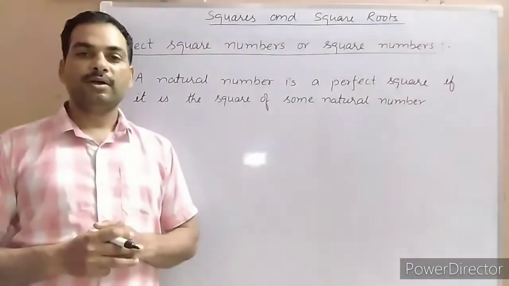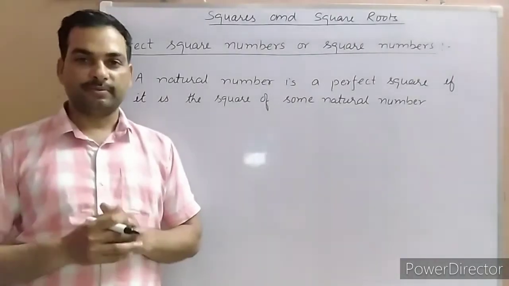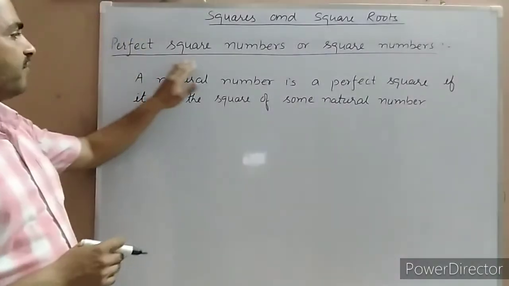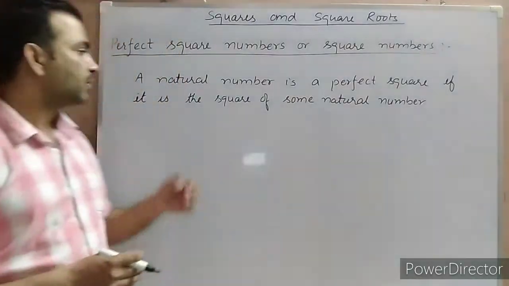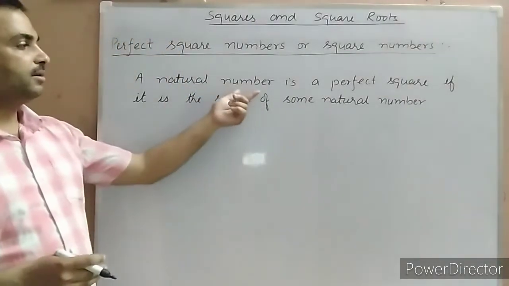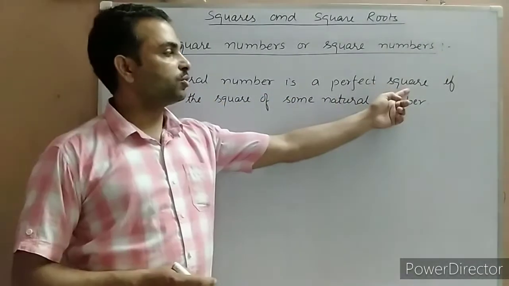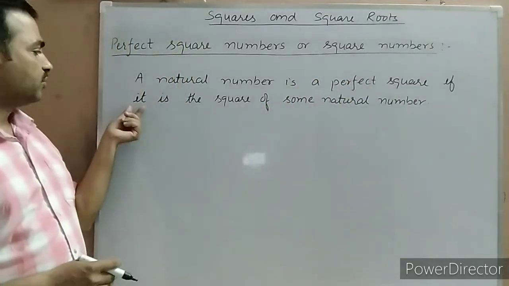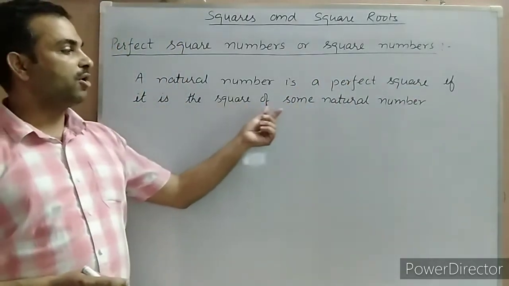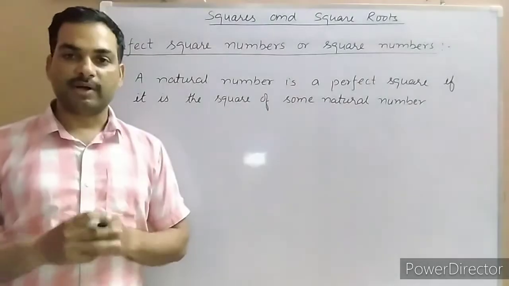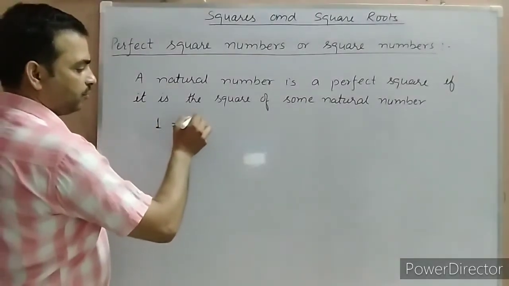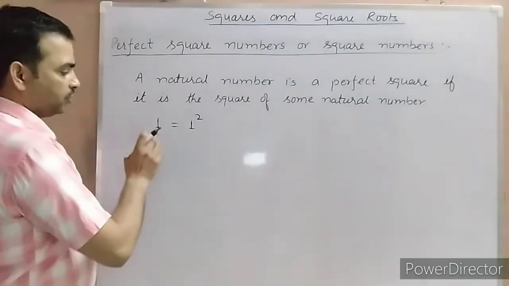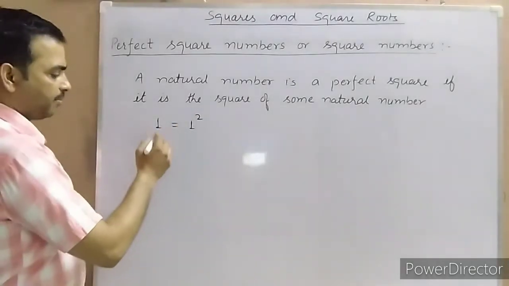Now we come to the perfect square number. So perfect square numbers or square numbers. A natural number is a perfect square if it is the square of some natural number. If we have 1, then 1 can be written as 1 square. So 1 is a perfect square number.